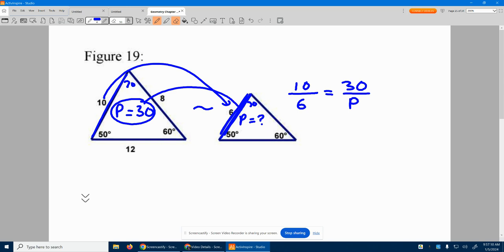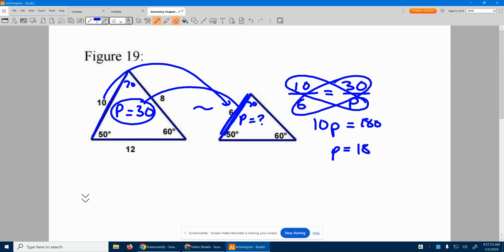Now, we're going to go ahead and cross multiply or apply the means extremes property, butterfly method. 10p equals 6 times 30, 180 divided by 10. The perimeter of our buddy here is 18. So there we have figure 19.